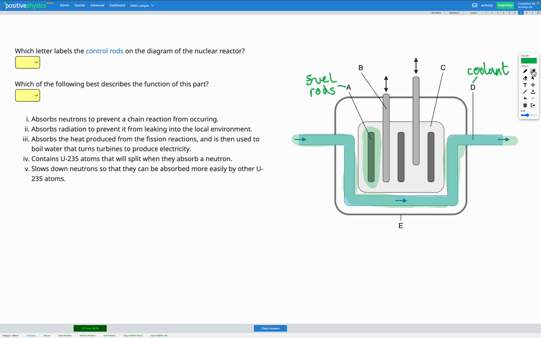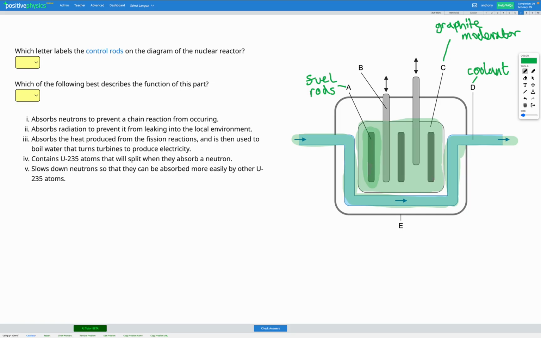One of them is the graphite moderator, which is labeled by C here. It's this whole section in here. That's the graphite moderator, made of graphite. It's called the moderator because it moderates the speed of the neutrons.